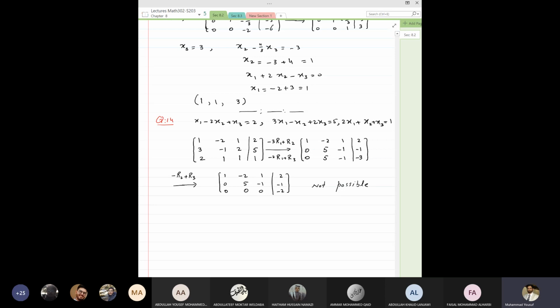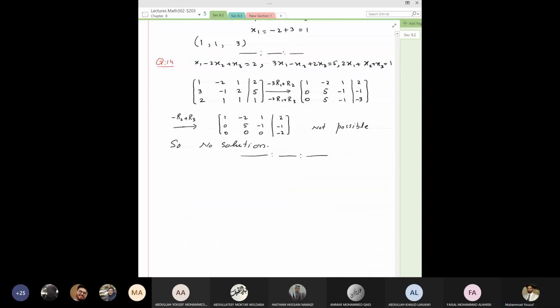If we convert the last row into equations, we get 0x1 plus 0x2 plus 0x3 equal to negative 2. There is no value of x1, x2, or x3 which can satisfy this equation. So whenever this happens, it is an inconsistent system. So we say that it is not possible. So no solution. So there can be a solution. There can be no solution.